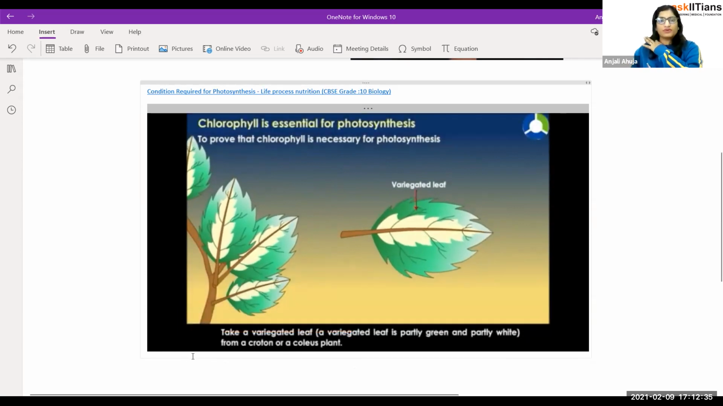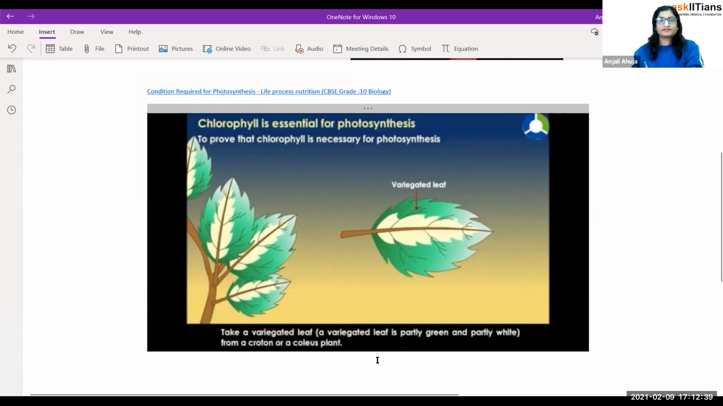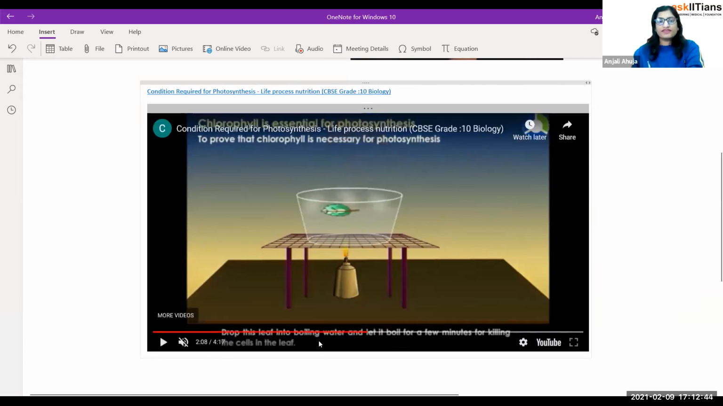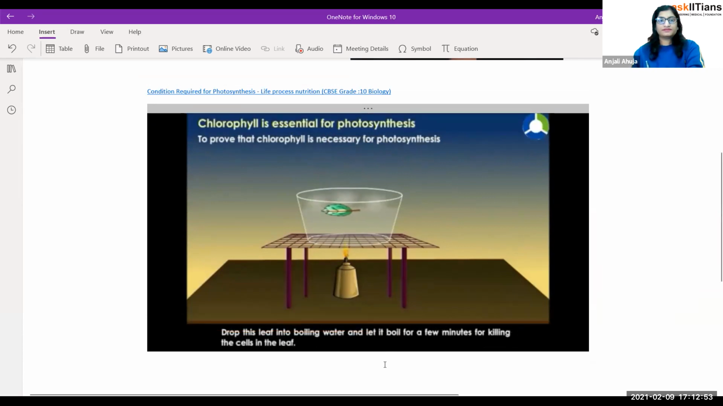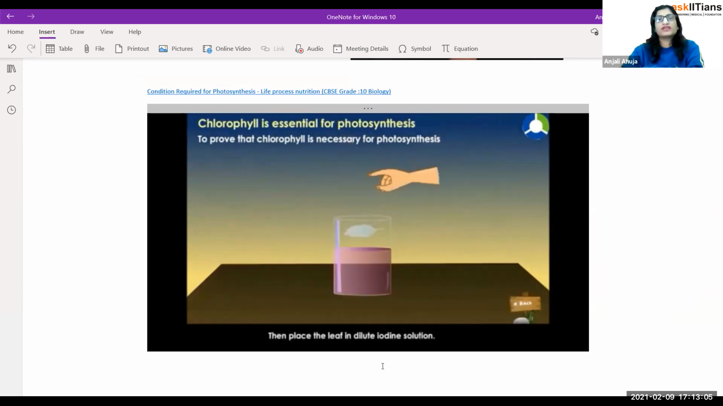So what are they going to do further? Now drop this leaf into boiling water and let it boil for a few minutes for killing the cells in the leaf. Now boil the leaf in rectified spirit over a water bath to decolorize. It's just that they are putting alcohol in it. Because alcohol, I have told you, just extracts all the chlorophyll out of it.